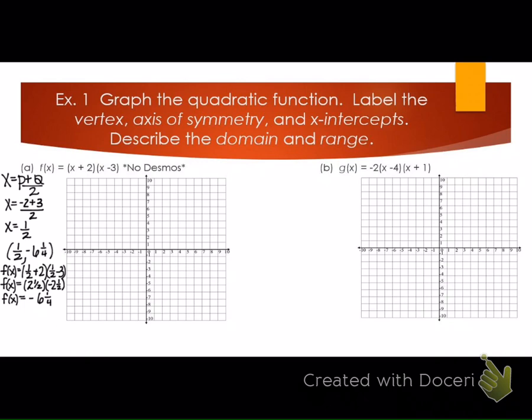Now, you can leave that as an improper fraction if you want. It doesn't really bother me. But just make sure that both of your coordinates are in the same form. All right, make sure they're in the same form.